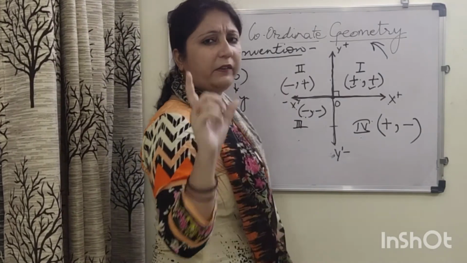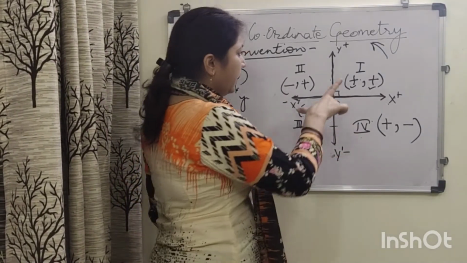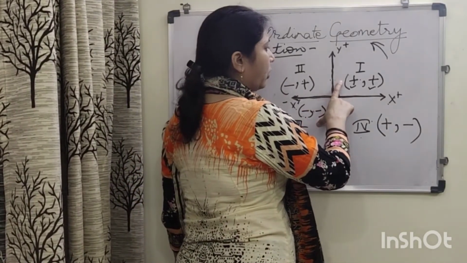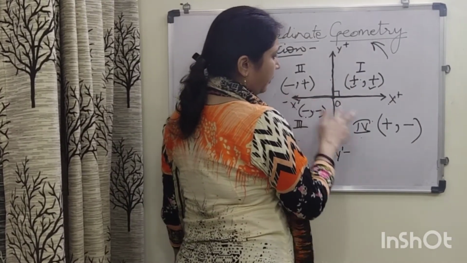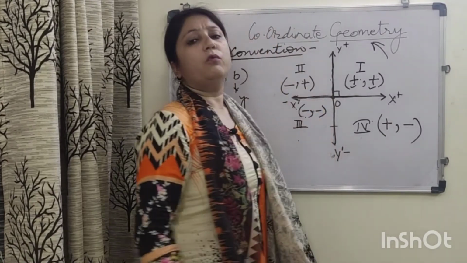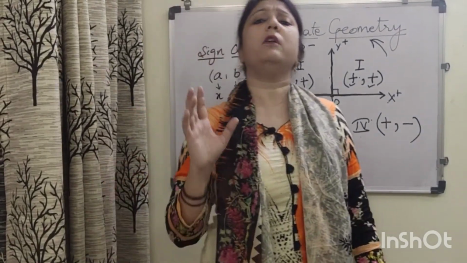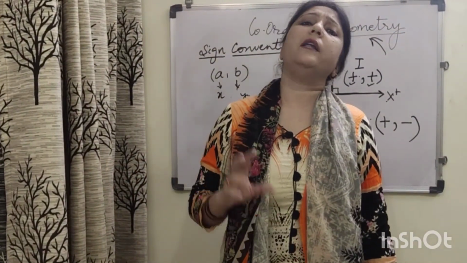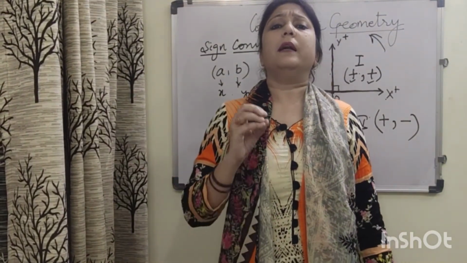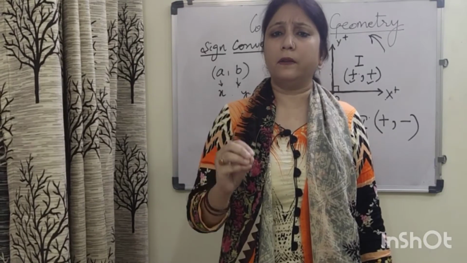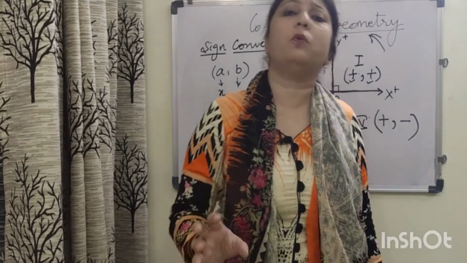There is an easy way, a technique, that these two opposite, they have got the same sign, both positive, both negative, one negative, one positive, one positive, one negative. This sign convention we follow in coordinate geometry, and based on this we decide that the given point is going to lie in which quadrant.